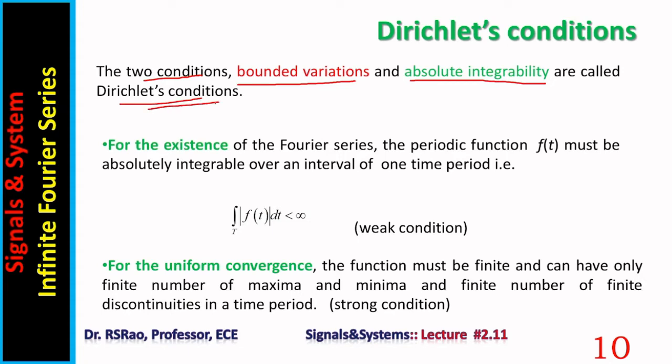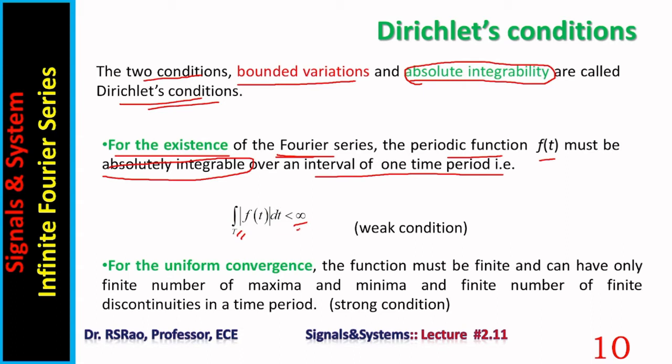Now let us move further. For the existence of Fourier series, the periodic function f of t must be absolutely integrable over an interval of one time period. Absolute integrability means f of t must be such that the integration over one time period of absolute f of t dt should be less than infinity. It means it must be finite. This is called the weak condition. Another condition is there, the strong condition.